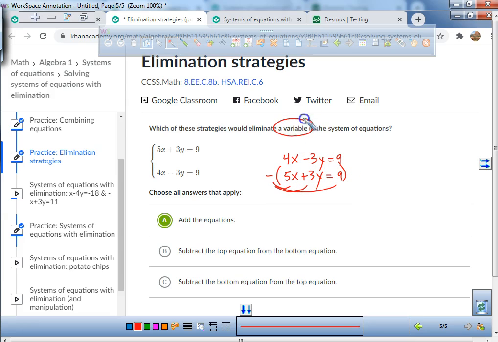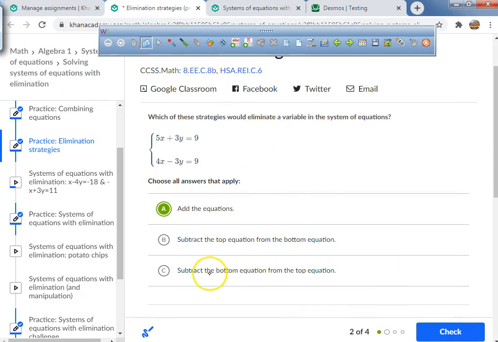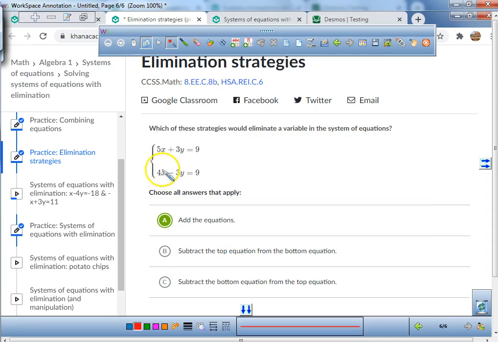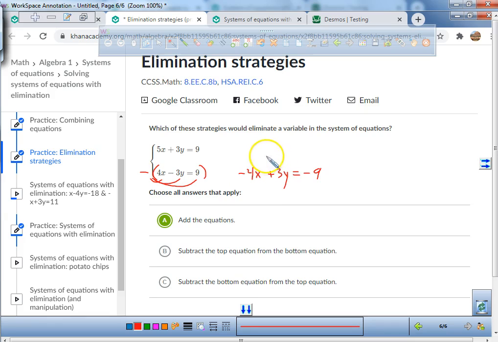We're trying to eliminate the variable, so B is definitely not an answer. If I subtract the bottom equation from the top equation, nothing would get eliminated. So I'll show you how to subtract in case you're wondering how. If I took the bottom equation away from the top equation, all I did was distribute a negative, distribute a negative, distribute a negative. My top equation is 5x plus 3y equals 9.